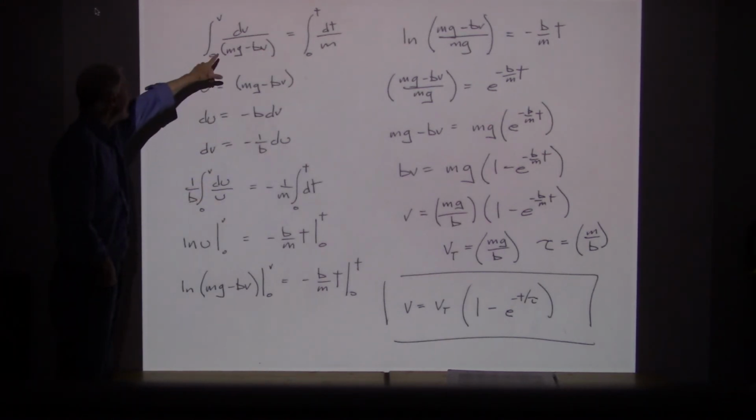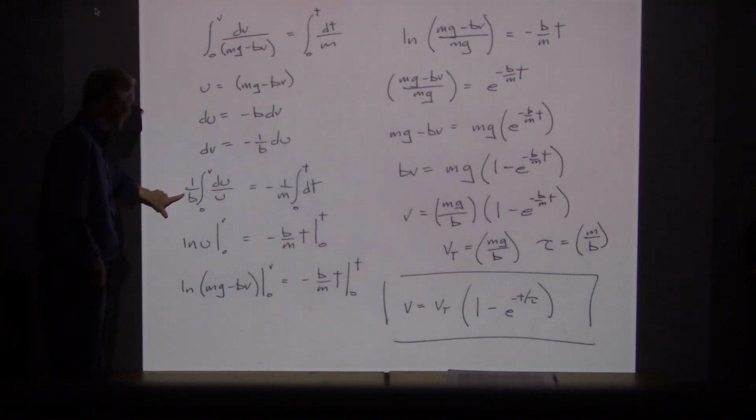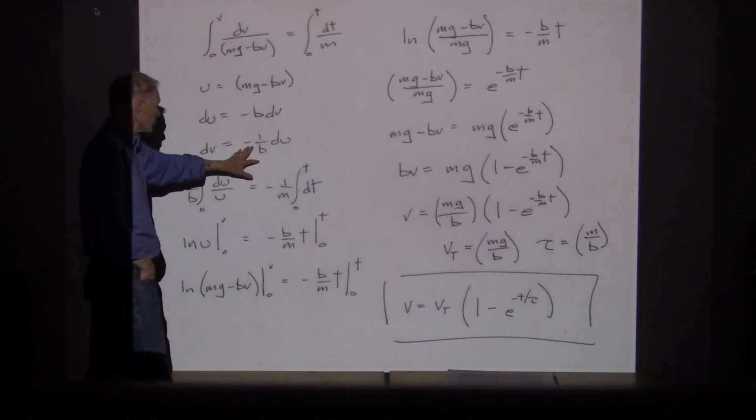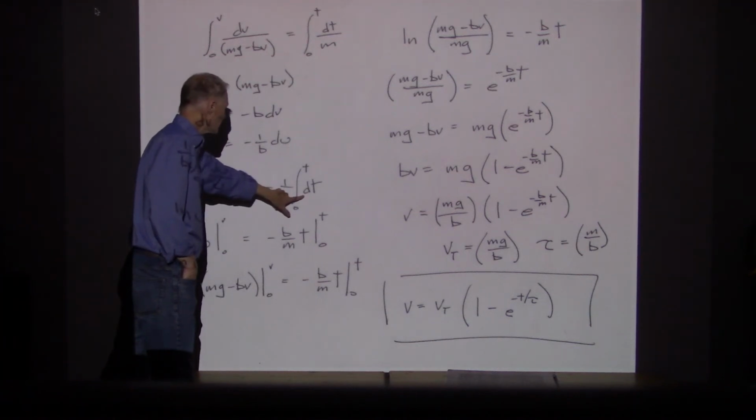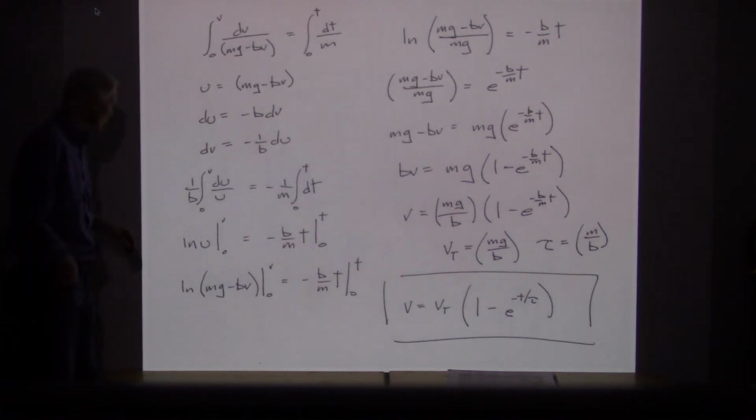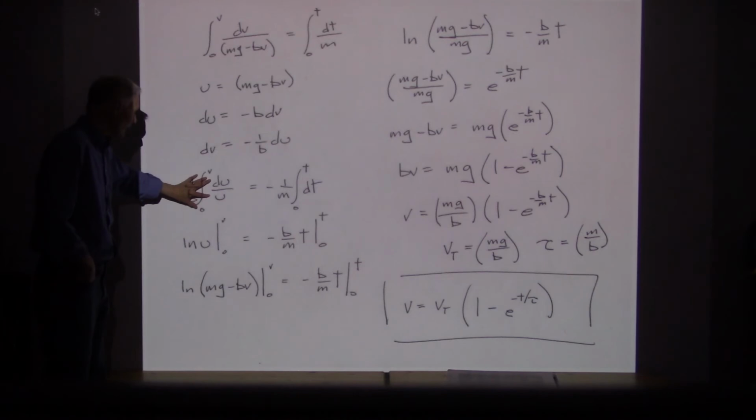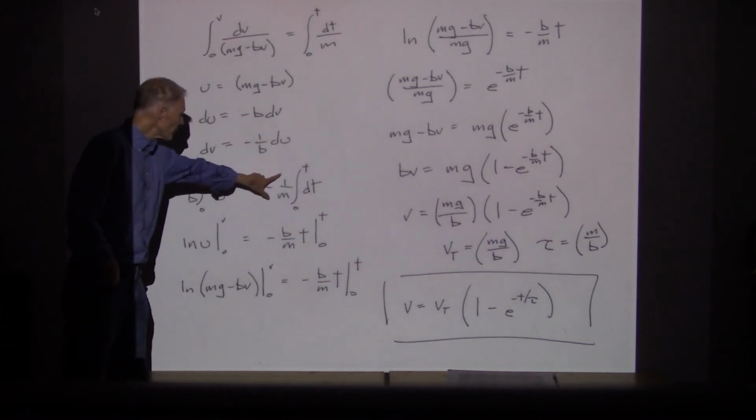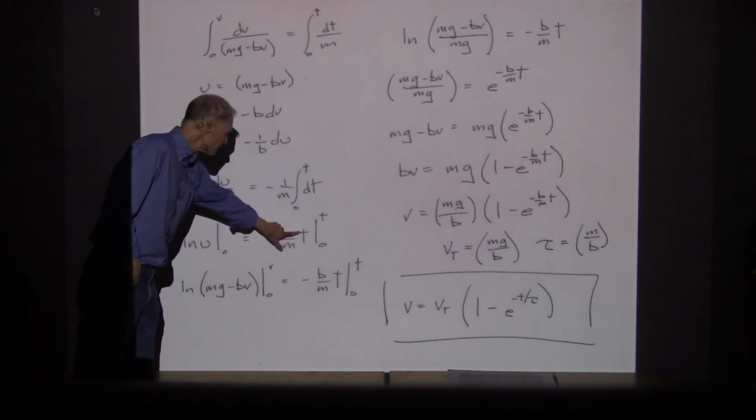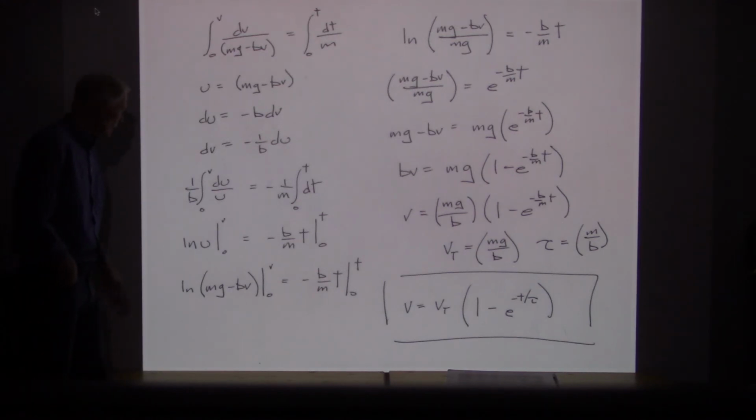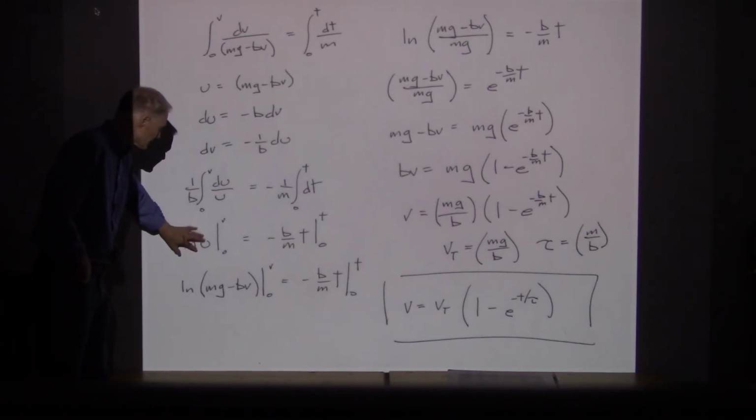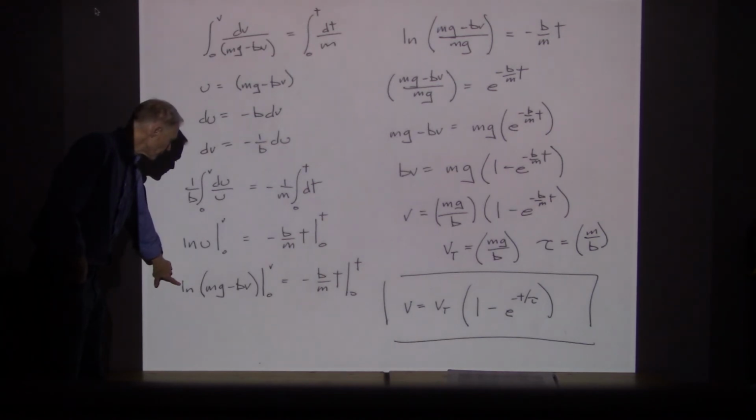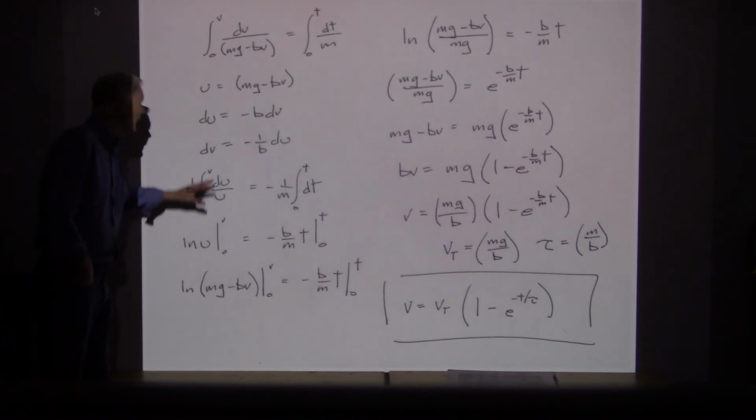making the substitutions into this leaves us with 1 over b, integral 0 to v, du over u. There's a minus sign here we have to put in, 1 over m dt, and then we carry out the integration. So this side integrates out to be the logarithm of u. The b I brought over to the other side. This becomes minus b over m times t.